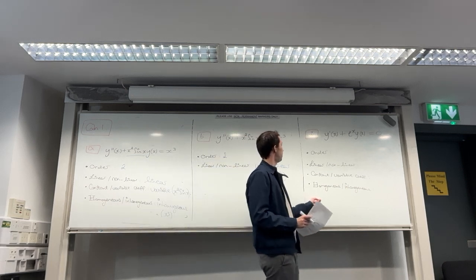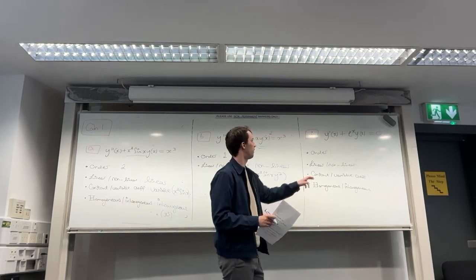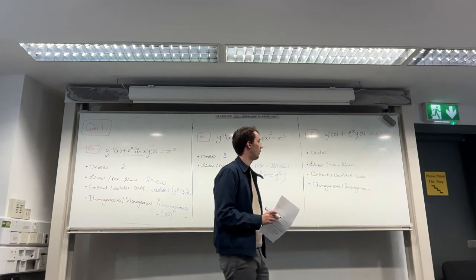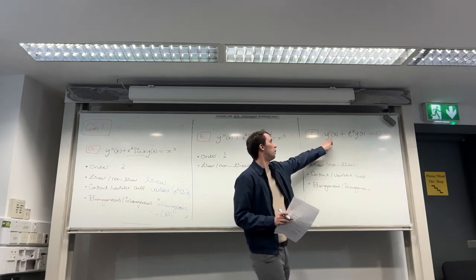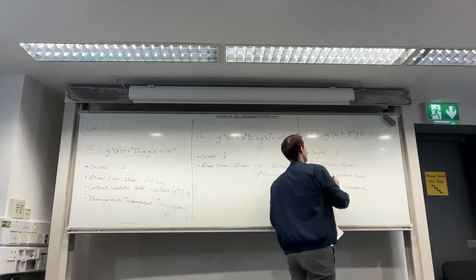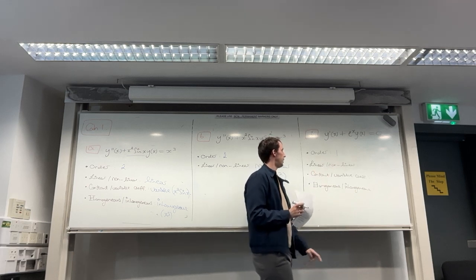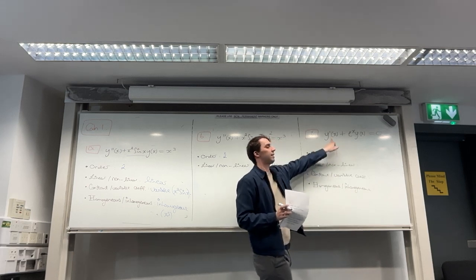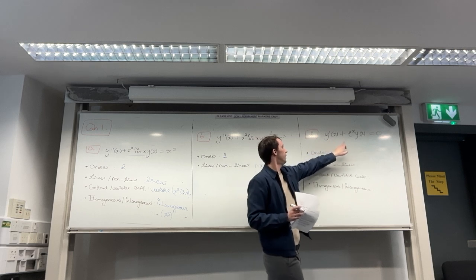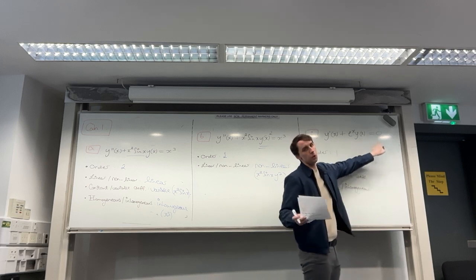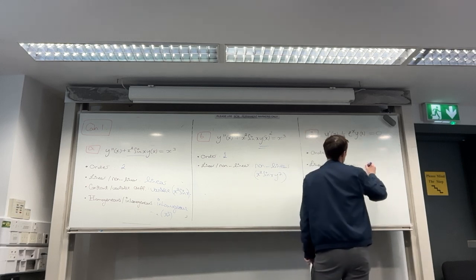This third example, we're given a different equation. We're given y prime of x plus e to the x y of x is equal to 0. The order of this equation would be 1. Is the equation linear or non-linear? Well, the first term here, that's linear in y. The second term, again, linear in y. And the third term, well, there's no y dependence. So this equation would be linear.